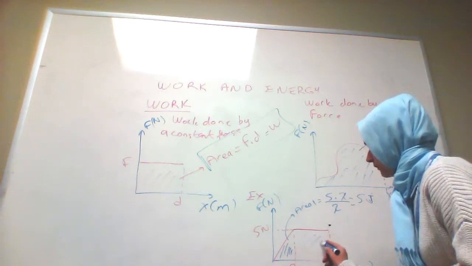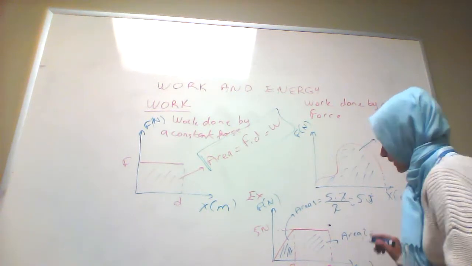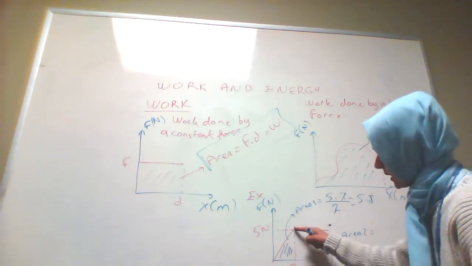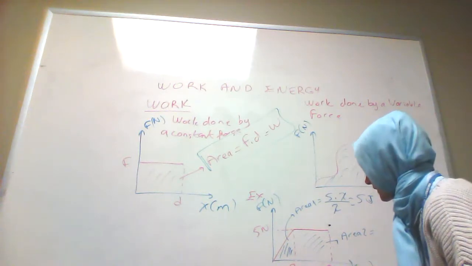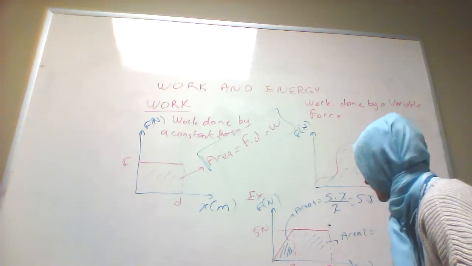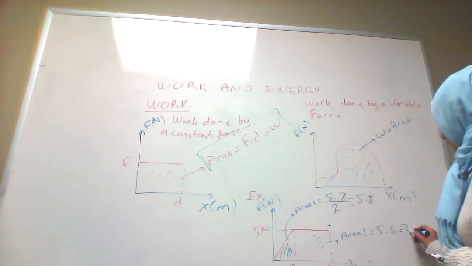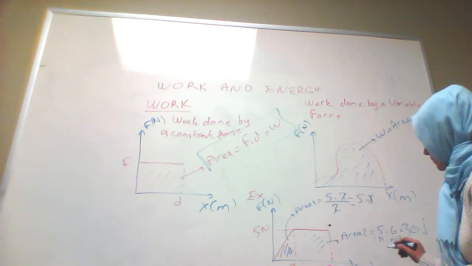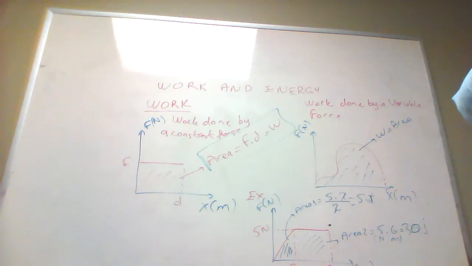And the second part will be area 2. Area 2 is equal to this distance times this, right? It's a rectangle. The distance here is from 2 to 8, 6 meters, times 5 Newton. So it's equal to 5 times 6, 30 joules. Again, this is Newton, this is meters. I'm just dropping the units there, but the result is joules. 5 times 6, 30 joules.